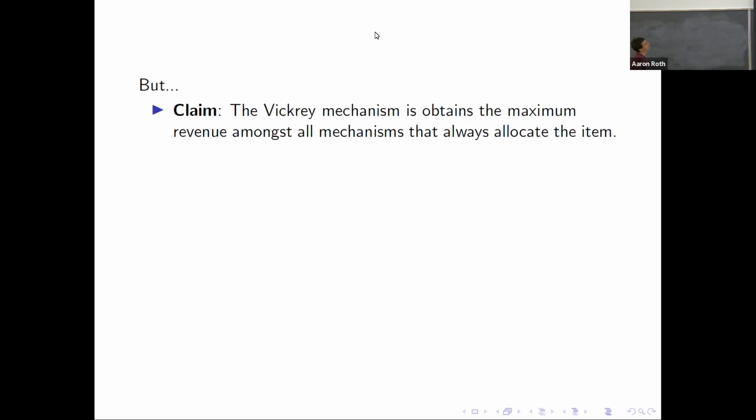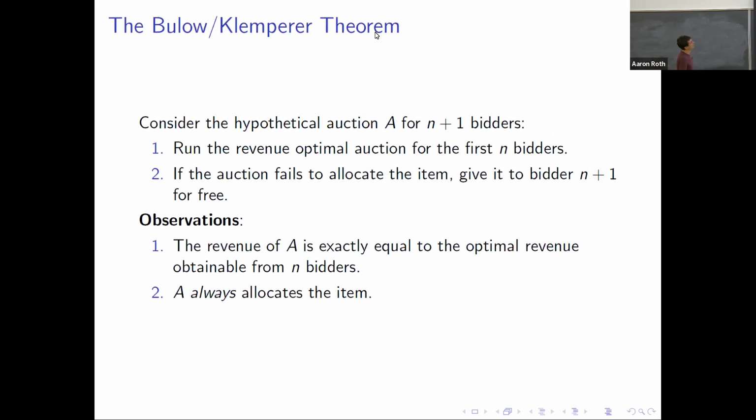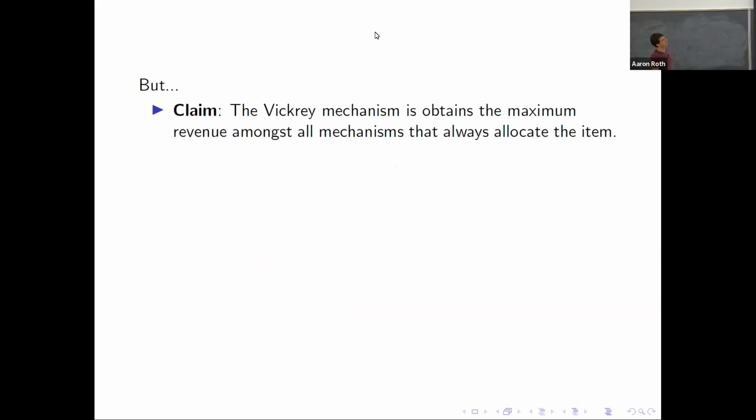And the claim is that the victory auction obtains the maximum revenue amongst all mechanisms that always allocate the item. The reason that the revenue optimal auction is able to outcompete the victory auction is exactly because it sometimes does not allocate the item. But if we can argue that the victory auction obtains the maximum revenue amongst all mechanisms that always allocate the item, well, that means it obtains at least as much revenue as this dumb auction here. This one always allocates the item, and it obtains the optimal revenue when there are n bidders. So that means the victory auction with n plus one bidders always gets more revenue than the optimal auction with n.